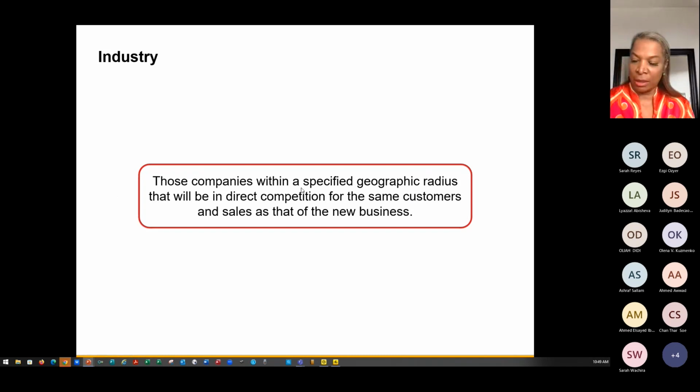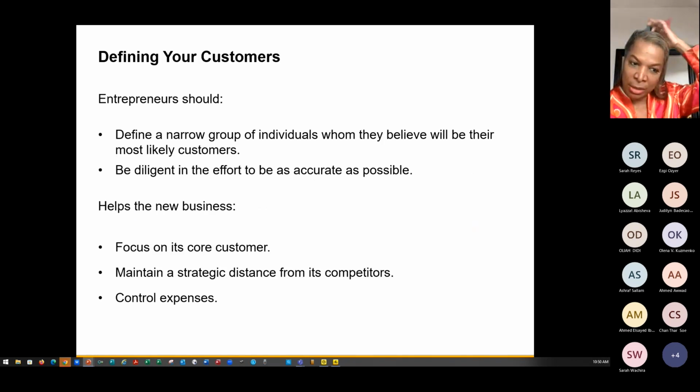So the industry is companies within a specific geographic radius that will be in direct competition for the same customers as that of the new business. So these are people that are going to be in direct competition to your business. And I mentioned, I think we're going to talk about this in a minute. I'll save it for then.